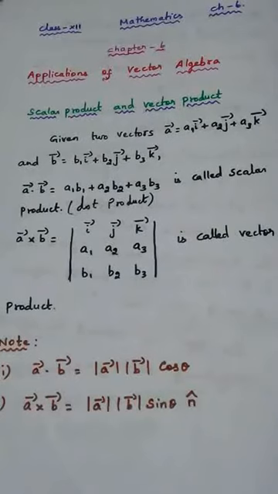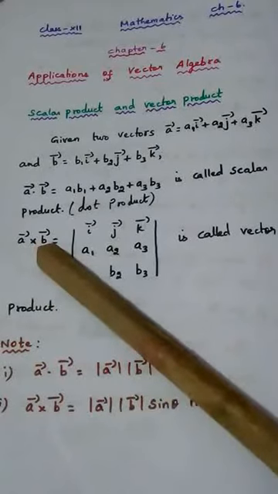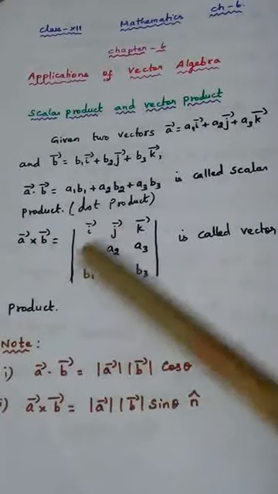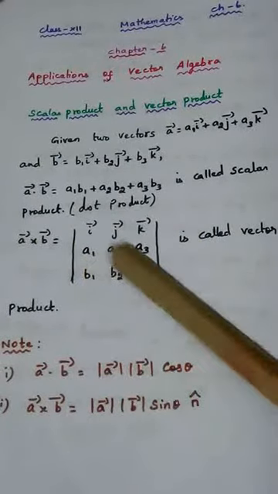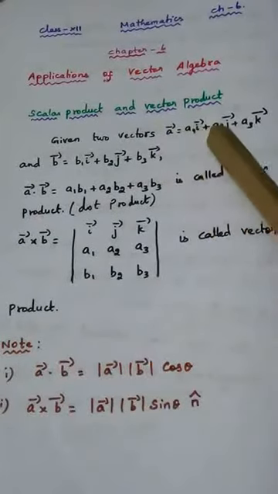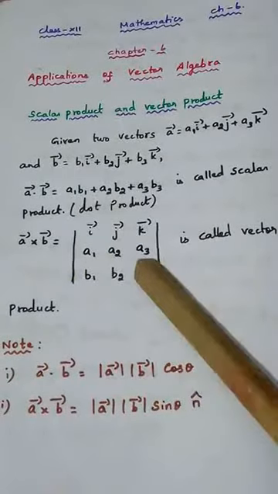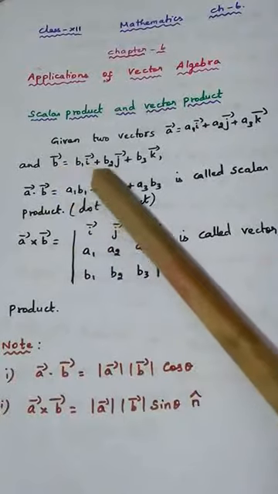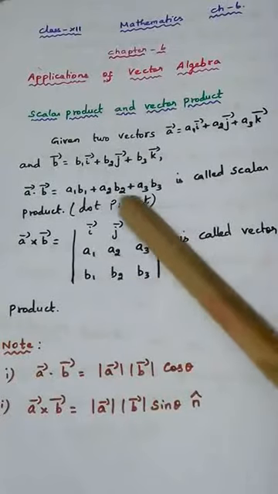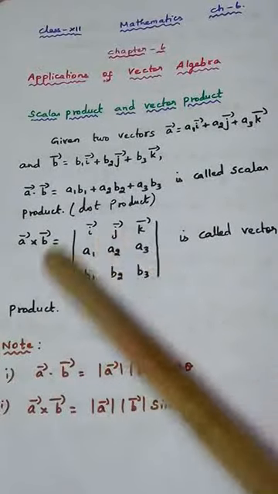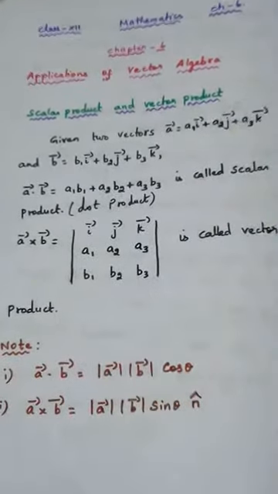Next we will see what is A cross B. How am I reading this? A vector cross B vector can be found out using the determinant method. First row should be filled with i vector, j vector, k vector. Second row, see A vector. What is A vector? A1 i plus A2 j plus A3 k. So take those coefficients alone and write them in the second row. Similarly, B vector. Take those coefficients and write in the third row. So this is how we will calculate A vector cross B vector in determinant form. This is called vector product.